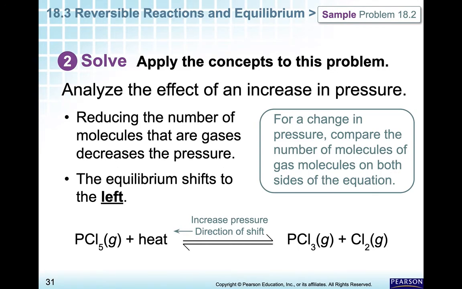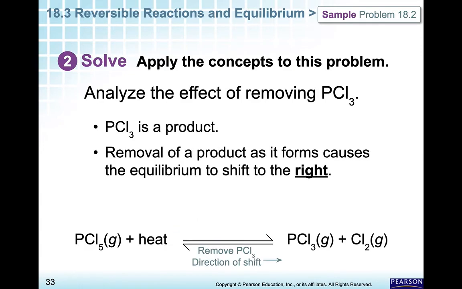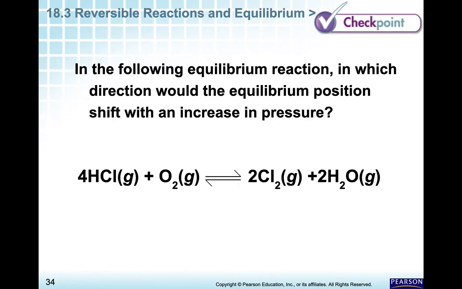When it came to increasing pressure, the system wants to reduce pressure. It can do that by reducing the total moles of gas available, and will shift left. When it came to heat, heat was a reactant. If we removed it, the system will want to create more heat to make up for that. It will shift left. If we remove PCl3, that was a product. We remove the product, the system will want to increase the product. It will shift right.